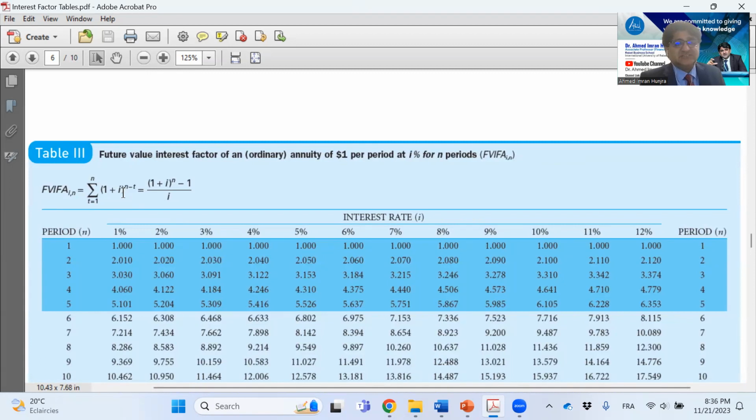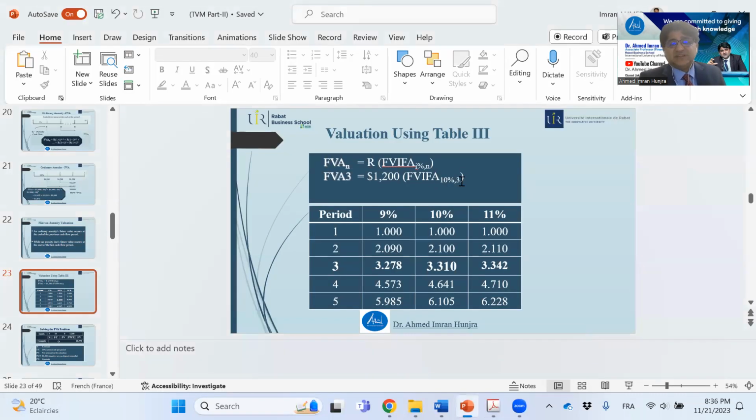So look at here, this is the formula. The interest factor is equal to (1 plus i) raised to the power t, minus 1, whole divided by i. So in the last example, what was the example? 10%, 3 years. 1200 are the equal payments.